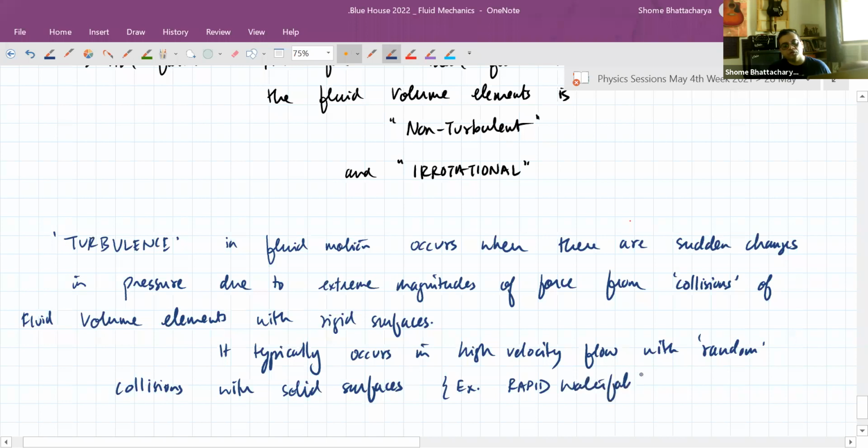An example of that is a rapid waterfall. If you visualize the volume elements of fluid as they are moving, they undergo frequent and random collisions with rocks and solid surfaces, or even with each other. Because of those high velocity collisions, there are large magnitude collisional forces acting on the surfaces of the volume elements, creating sudden and extreme changes in pressure. This creates the phenomenon we call turbulence.